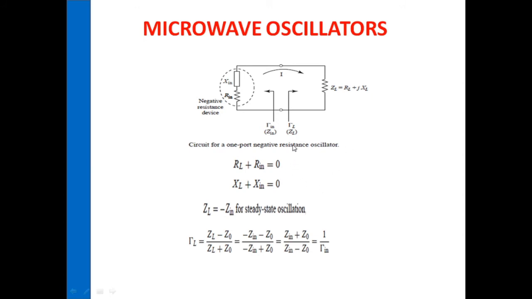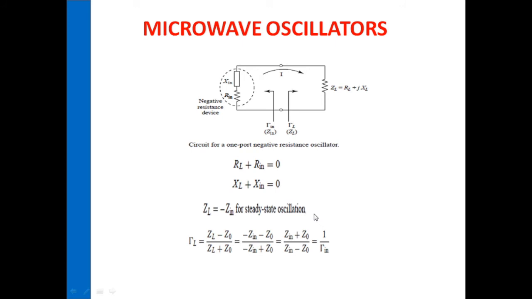Now for producing sustained oscillation in the one port negative resistance oscillator, it has to satisfy three conditions. One is RL plus Rin equal to 0, that means RL equal to minus Rin. The second one is ZL equal to minus Zin. Once you achieve RL equal to minus Rin, it will automatically achieve ZL equal to minus Zin. And the third condition is gamma L into gamma in equal to 1. So these are the three conditions for producing sustained oscillation in the one port negative resistance oscillator.